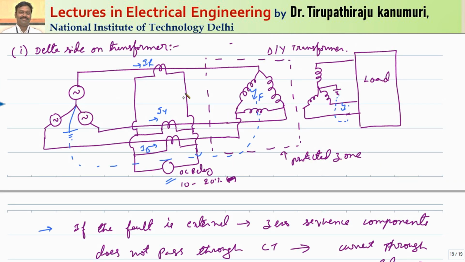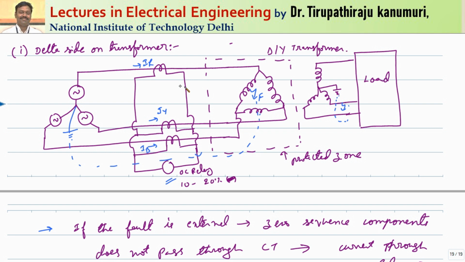This positive, negative and zero sequence components we are going to discuss in the fault analysis of transmission lines. There I am going to explain in which case the positive sequence will be there, in which case negative sequence will be there, in which case zero sequence will be there, and how to detect those things. So those things we are going to see there.